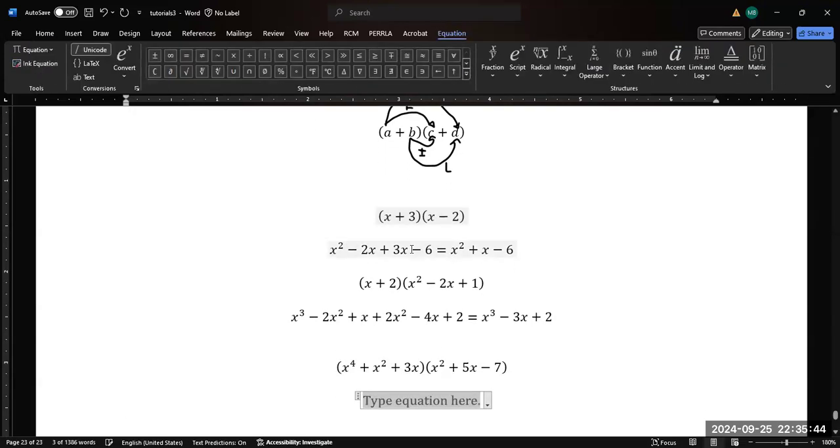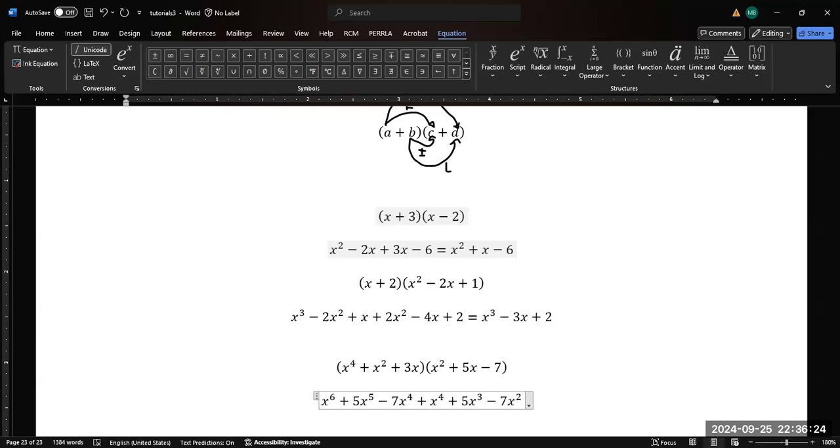We'll do two trinomials. And again, the idea here is to be methodical so that you don't miss anything. So I'm going to take x to the fourth and multiply it by everything in the second parentheses. X to the fourth times x squared is x to the sixth because I add exponents. X to the fourth times 5x is 5x to the fifth. X to the fourth times -7 is -7x to the fourth. And then I move on to my x squared. X squared times x squared is x to the fourth. X squared times 5x is 5x cubed. X squared times -7 is -7x squared.